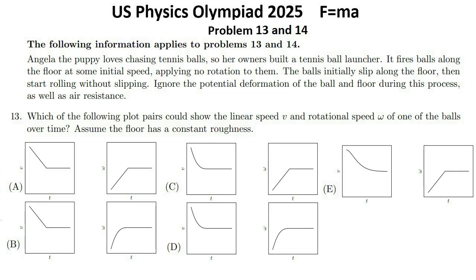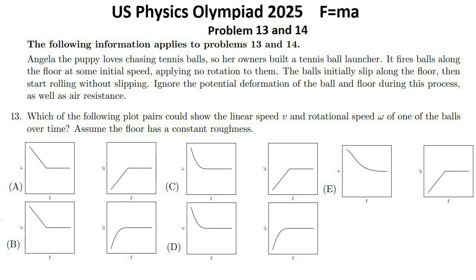The following information applies to problems 13 and 14. Angela the puppy loves chasing tennis balls, so her owners built a tennis ball launcher. It fires balls along the floor at some initial speed, applying no rotation to them. The balls initially slip along the floor, then start rolling without slipping. Ignore the potential deformation of the ball and floor during this process, as well as air resistance.